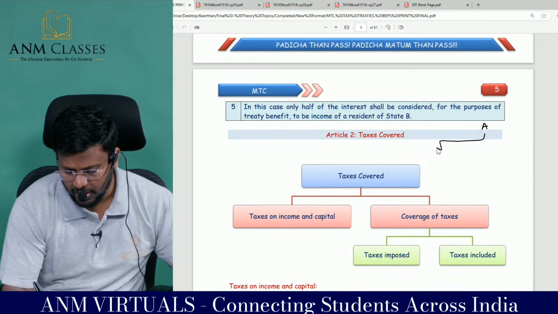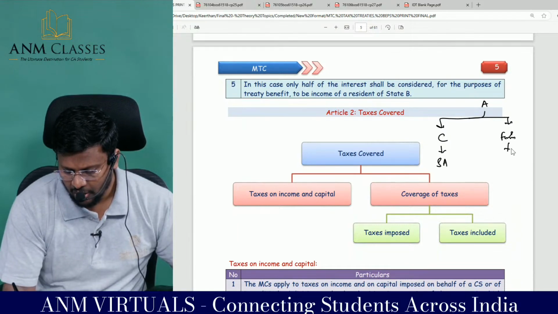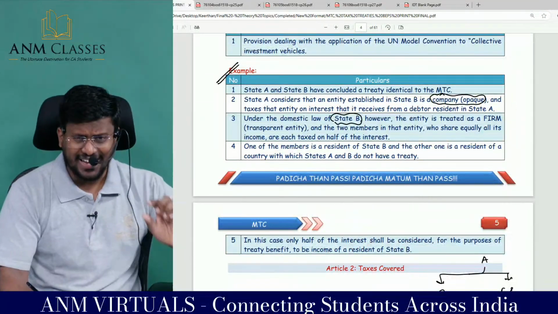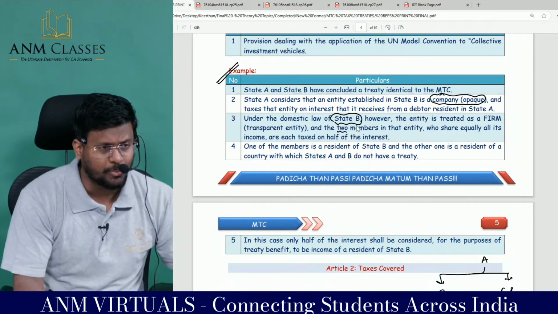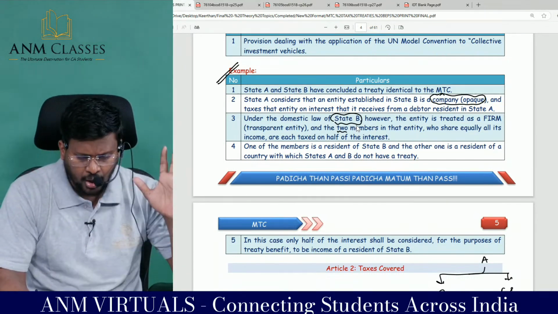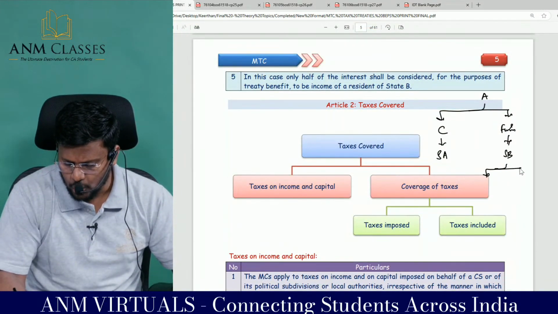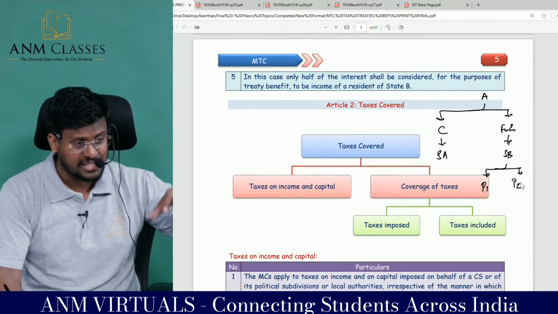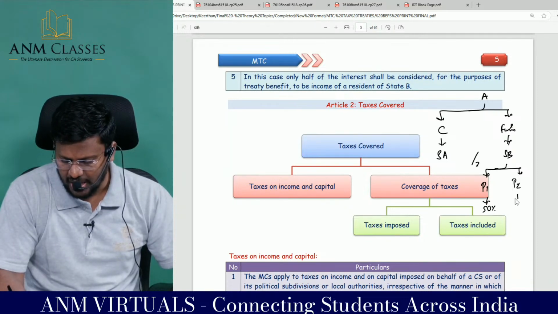That means this is the separation. The assessee is classified into 2 categories, company and firm. Company in the eyes of state A, firm in the eyes of state B. Fine, fantastic. However, the entity is treated as a firm, a transparent entity, and the two members in that entity, two shareholders, two members, two partners, whatever it may be, who share equally all its income, are each taxed on half of the interest. That means in this firm, there are two partners, partner 1 and partner 2, or member 1 and member 2. Whatever interest they have received from state A is going to be taxed in the hands of these two members at 50% each.